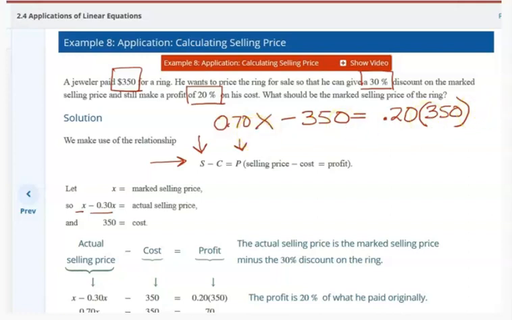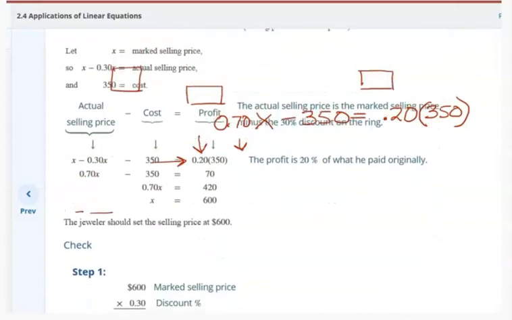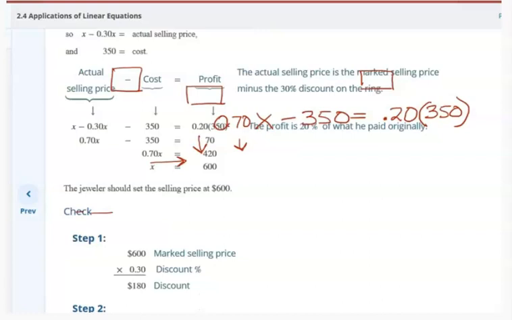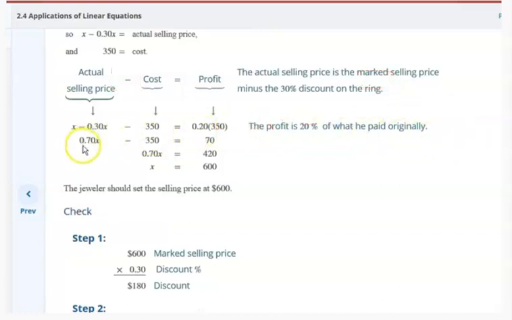Now they do all the work, and I'll use that to help us speed things up a little bit. I wanted you to see where it came from. And there it is. So copy this down. 70% of the sales price minus his costs, and then 20% of $350 is $70. So divide both sides by 0.70, and you get X is $600. That would be the sales price in the window.